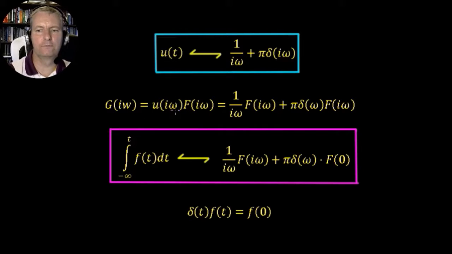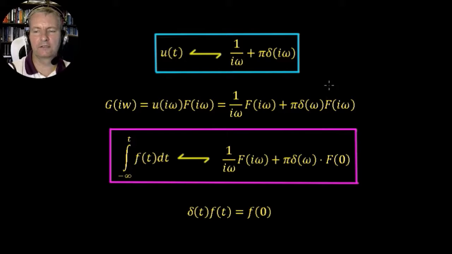Now we already know what this U of i omega is. This is just the Fourier transform of the step function, and we've already worked that out in a previous video, and that's equivalent to 1 upon i omega plus pi delta omega. So we're taking that 1 upon i omega plus pi delta omega and multiplying it by our F of i omega. So finally, the Fourier transform of an integral is going to equal 1 upon i omega F of i omega plus pi delta omega F of i omega.